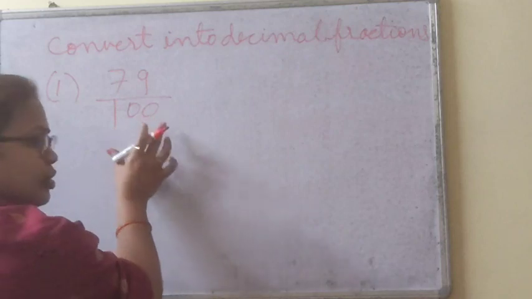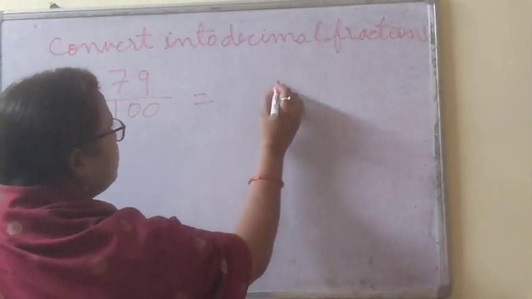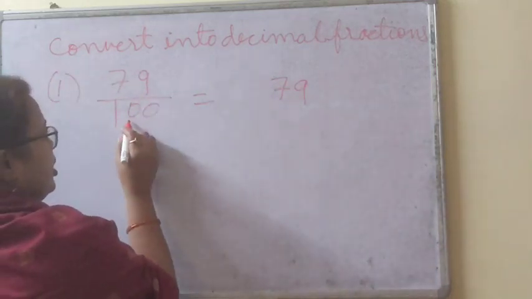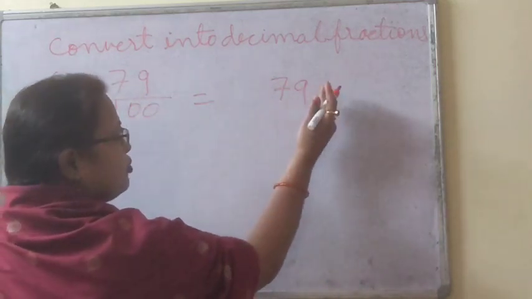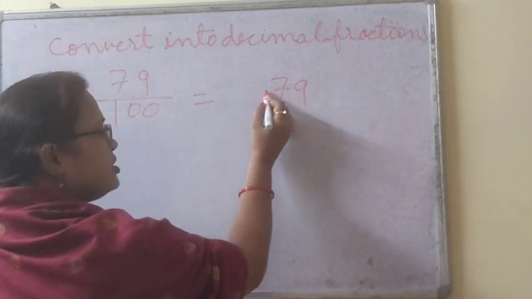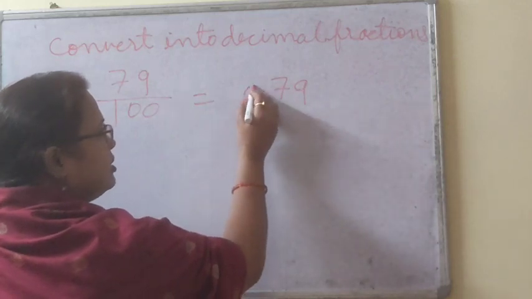Always remember, in denominator, how many zero here? 2 0. Clear? So what we will do? We will write here 79. In denominator 2 0 here means from the right side we will take 2 digits and after 2 digits we will put what? Decimal. So 1, 2 decimal and then 0.